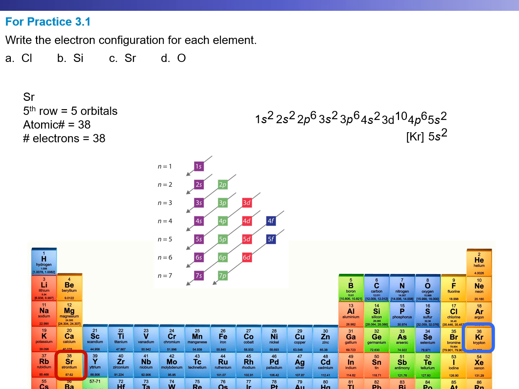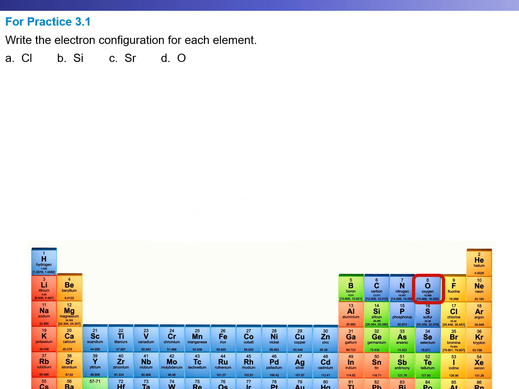Let's look at another one. Now, after that last one, this one's going to seem super simple. It's oxygen. Oxygen's in the second row, has 2 orbitals. It has an atomic number of 8, which means 8 electrons. And we know then that our first orbital is going to be full, 1s2. We know that our 2s is full, right? And then how many are we going to put in the p? 1, 2, 3, 4. 4 in the p.